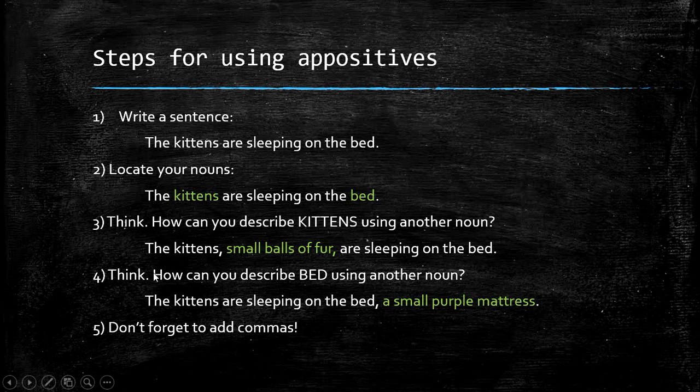I've included this in the example: The kittens, small balls of fur, are sleeping on the bed. You see that I'm using a noun here to describe or give more information about kittens. What about bed though? Bed is a noun, so we can use another noun to describe it: The kittens are sleeping on the bed, a small purple mattress. This noun phrase is describing the bed.